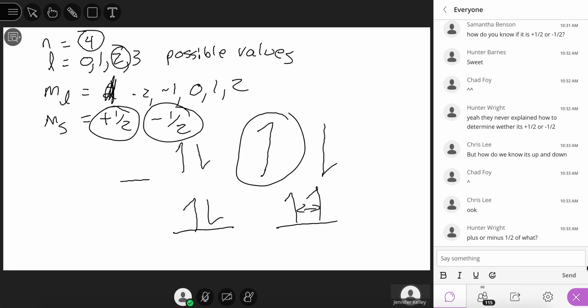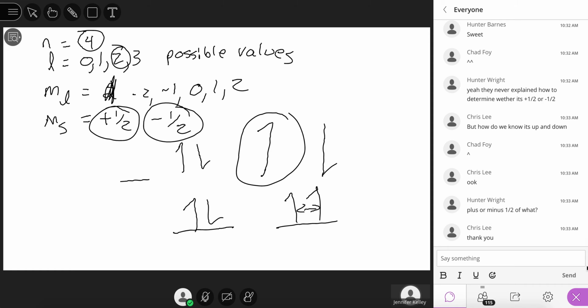That is a good question. Plus or minus half of what? That would be half an orbital, because you can get 2 in 1. So this would be half of that space, and this would be half of the rest of that space.